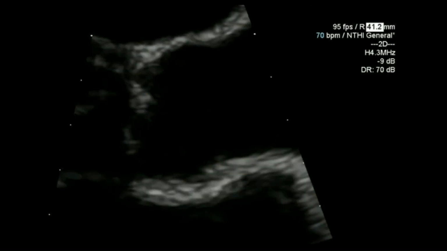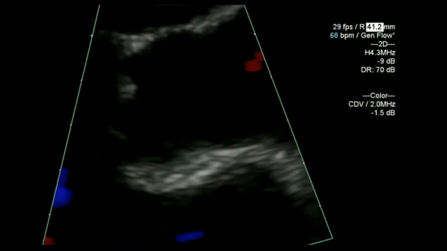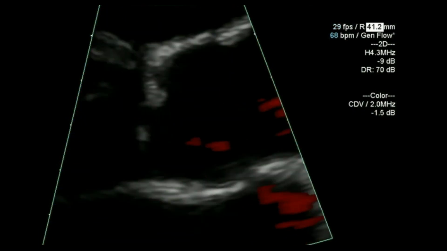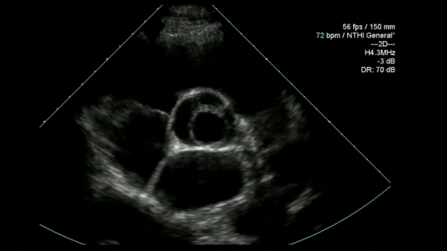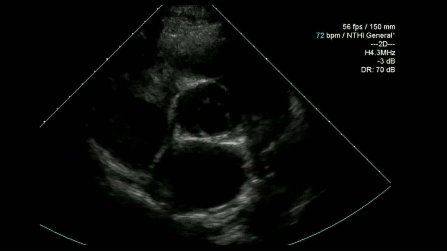sort of appearance. When I look at the colour flow, though, I can see significant flow acceleration through the valve there, and turbulence in the aortic root. However, when you do go to the short axis view, it suddenly becomes obvious the nature of the valve here, with a single round orifice.